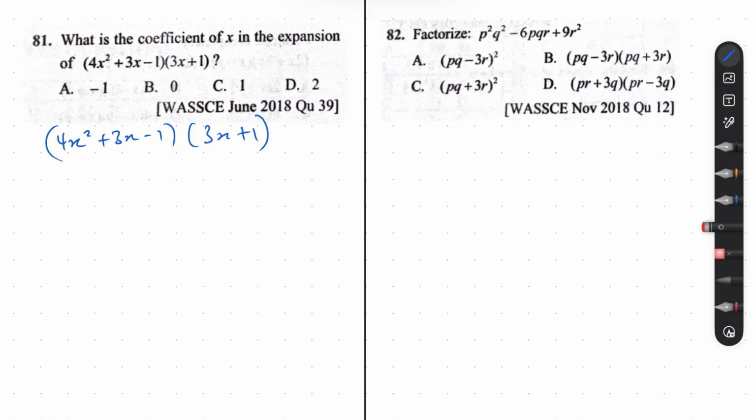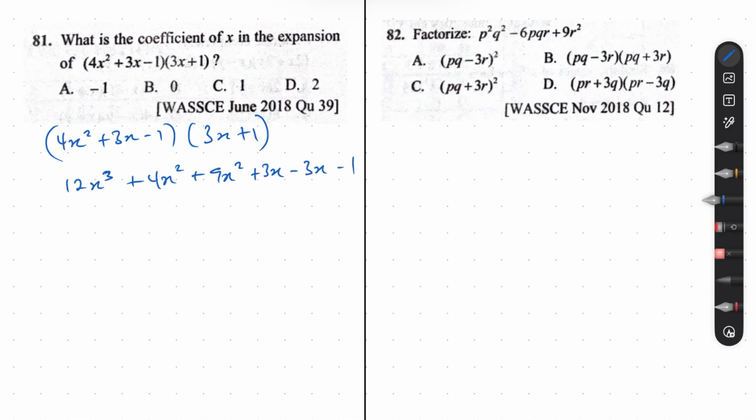So this will multiply this and multiply this, okay? Then this will come multiply this and also multiply this. And then this also multiply this and also multiply the last one, okay? So let's do that. We're going to have 12x cubed plus 4x squared plus 9x squared plus 3x minus 3x minus 1.